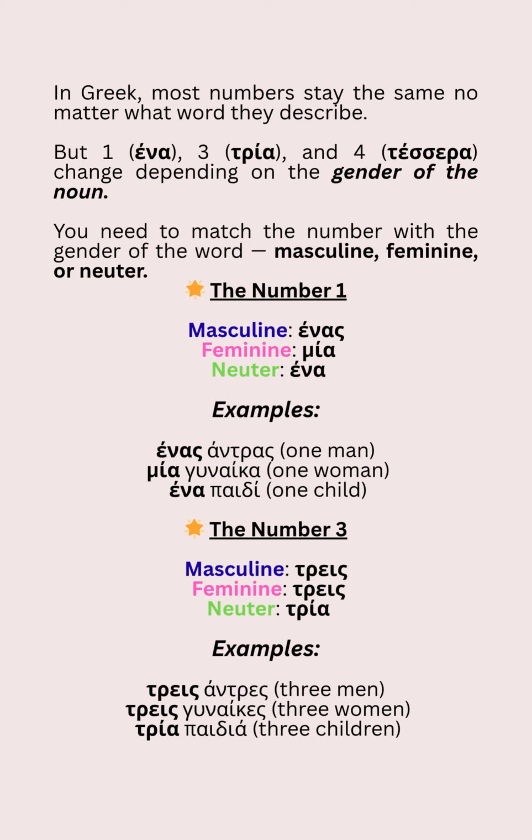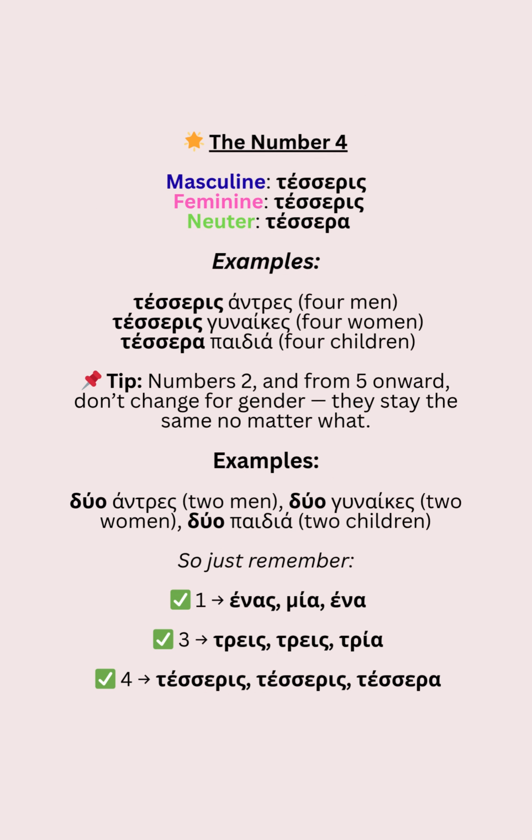Number 3 now. Masculine 3, feminine 3, neuter 3. 3 άντρες, 3 men, 3 γυναίκες, 3 women, and 3 παιδιά, 3 children. And number 4 now. Masculine 4, feminine 4, neuter 4. Examples. 4 άντρες, 4 men, 4 γυναίκες, 4 women, and 4 παιδιά, 4 children. Tip: number 2 and from 5 onward, we don't change the gender. So the gender only changes, with the use of an adjective, for the numbers 1, 3, 4.